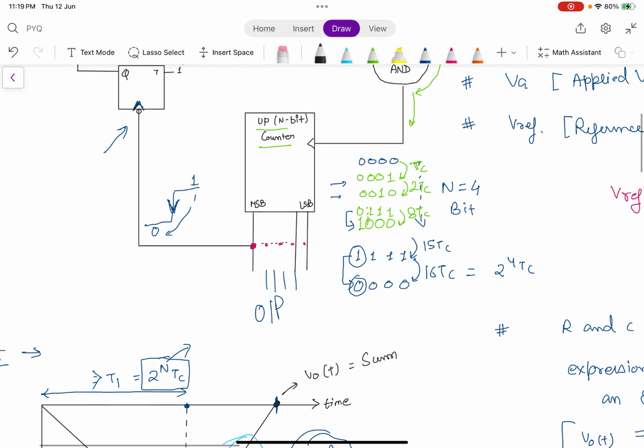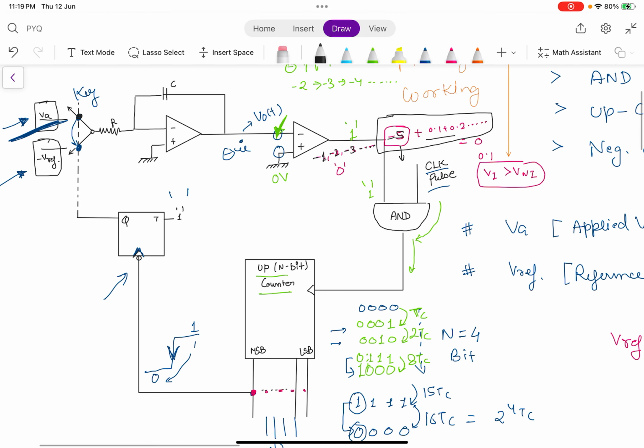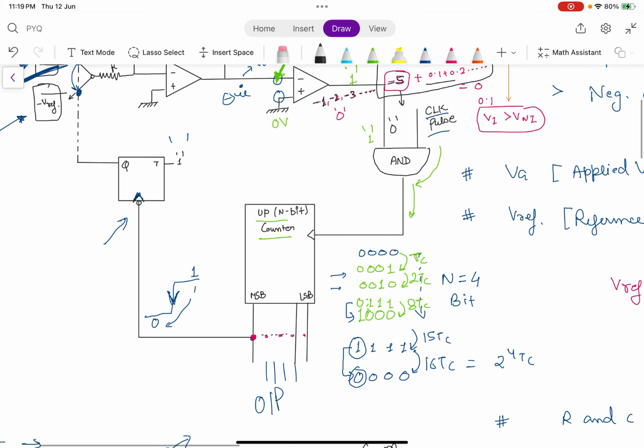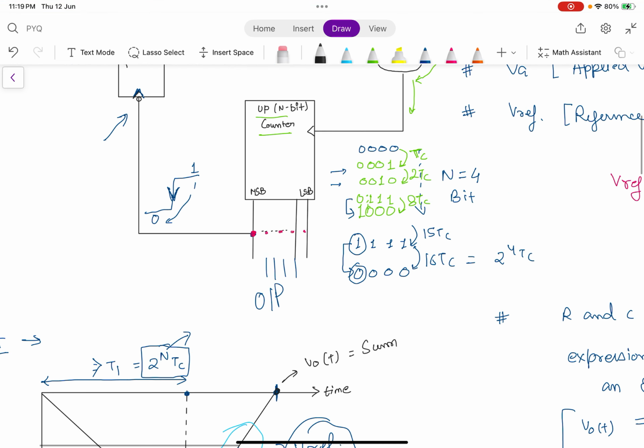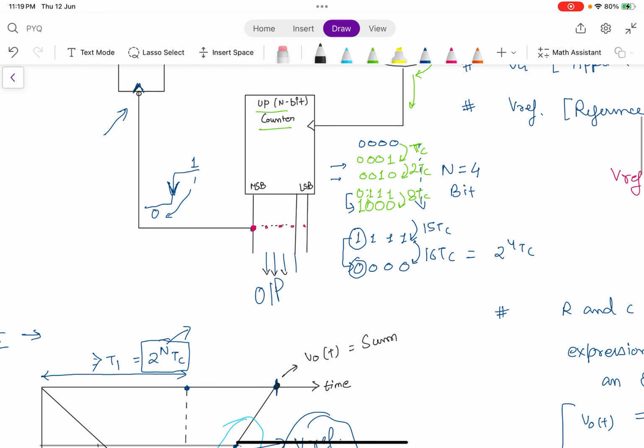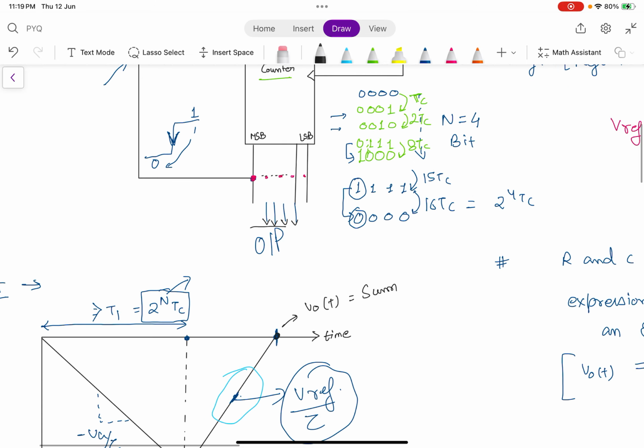will become 0, and as soon as it crosses 0, that is 0.1, the inverting terminal becomes greater than the non-inverting and the output becomes logic 0, and the clock signal will not be applied to the counter and the counter will stop. The bits which will be available at the MSB and LSB of the counter will give you the output of your corresponding analog input. This will be your digital output.